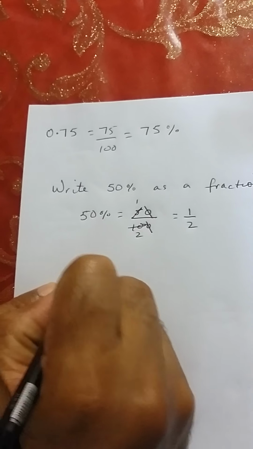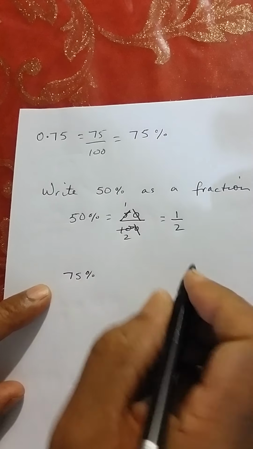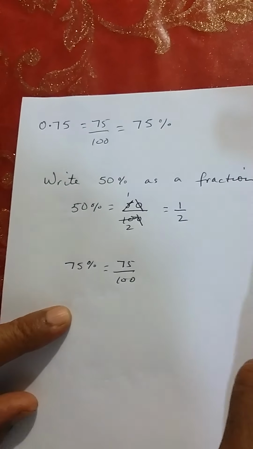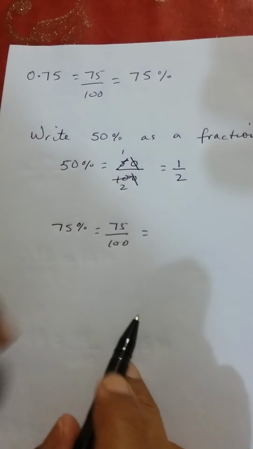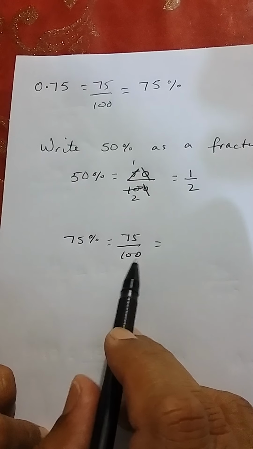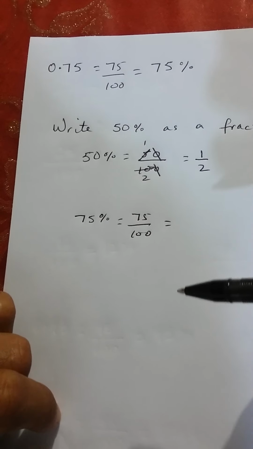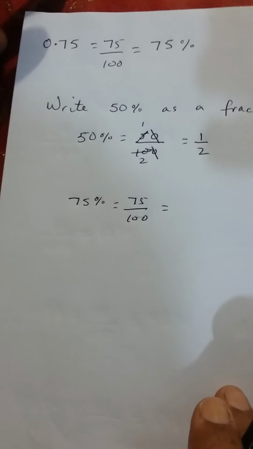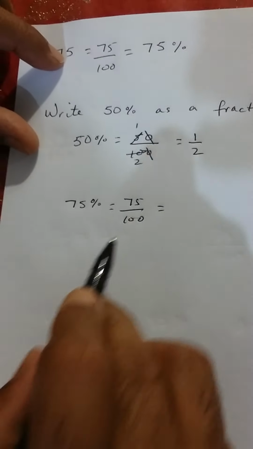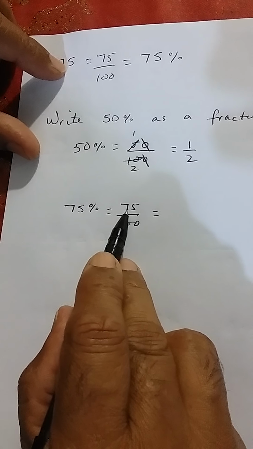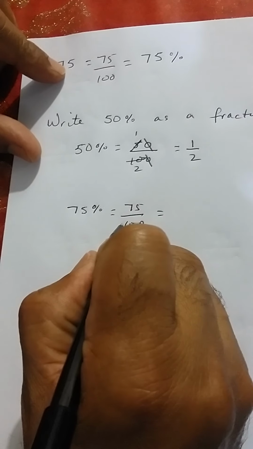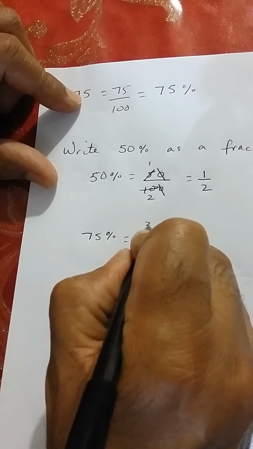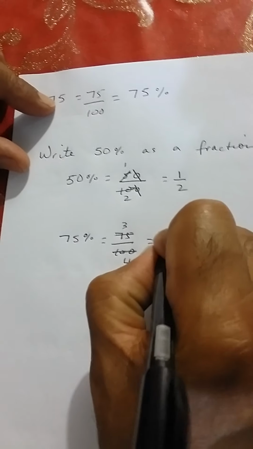Let's try 75% now. Firstly, we express it out of 100, and then we reduce. What can go into 75 and 100? You can try 5. But if you are very proficient, you know that 4 quarters make $1 and 3 quarters make 75 cents. So we can say 25 into 100 is 4, and 25 into 75 is 3, and we get 3/4.